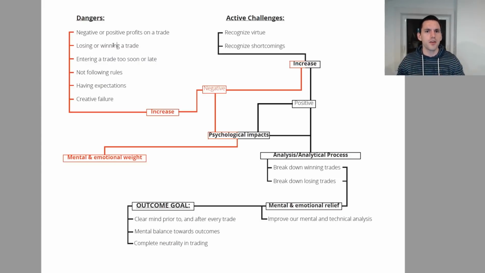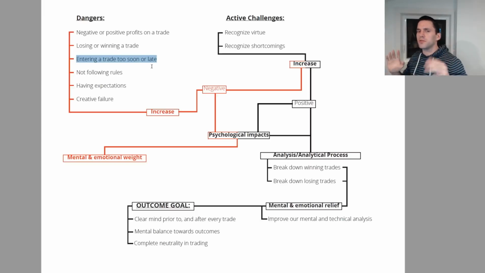Stripping away that ego is very important. Not oversighting, not undersighting, right? Entering a trade too soon or too late. This is another danger, because this is indicative of not having a clear mind, right? Entering a trade too soon or too late because you're afraid you might miss the move.